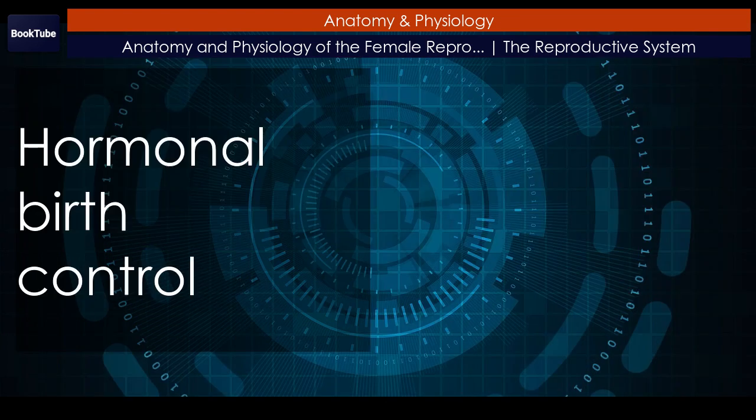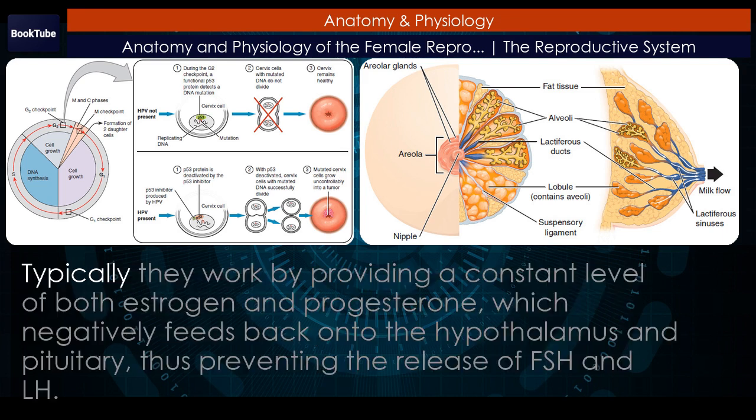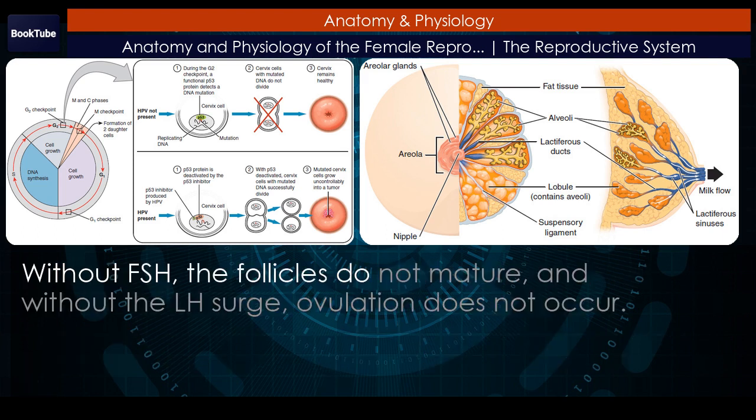Hormonal birth control. Birth control pills take advantage of the negative feedback system that regulates the ovarian and menstrual cycles to stop ovulation and prevent pregnancy. Typically, they work by providing a constant level of both estrogen and progesterone, which negatively feeds back onto the hypothalamus and pituitary, thus preventing the release of FSH and LH. Without FSH, the follicles do not mature, and without the LH surge, ovulation does not occur.